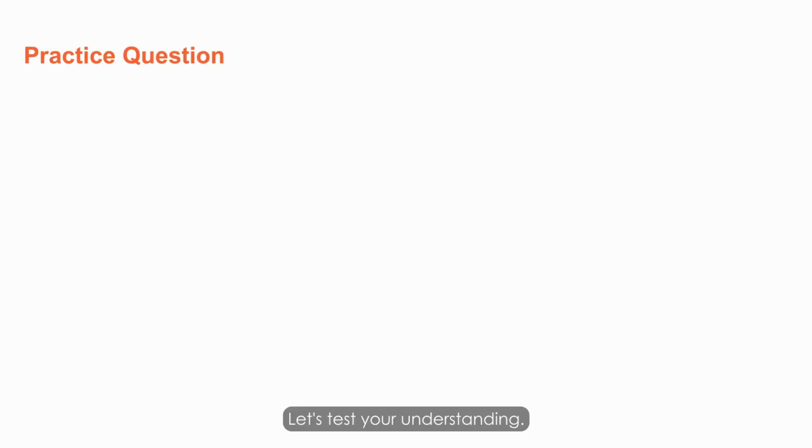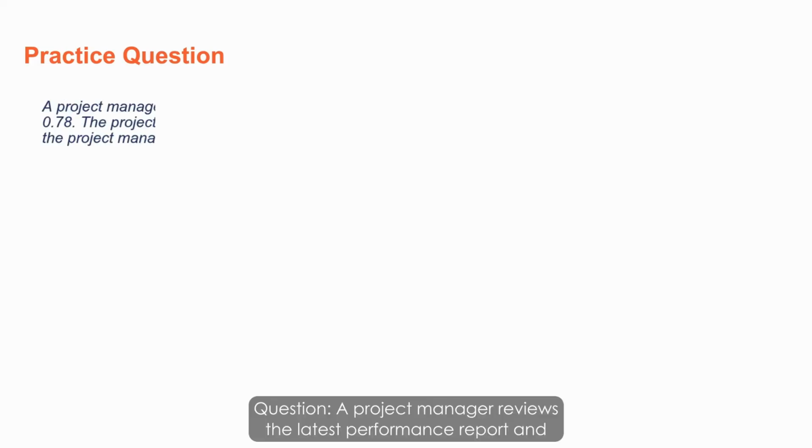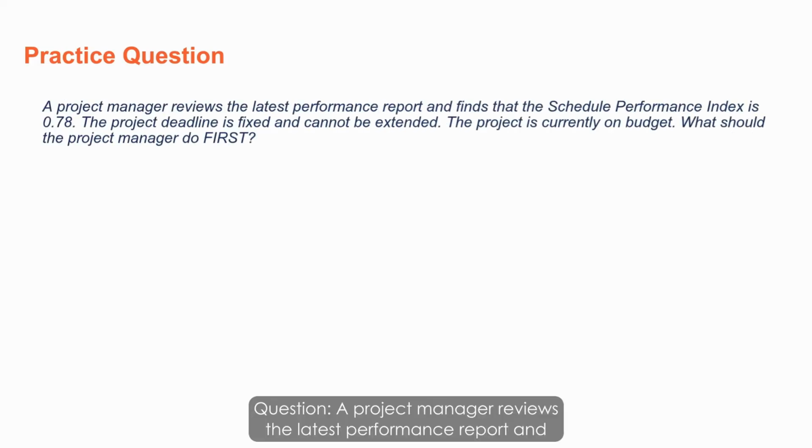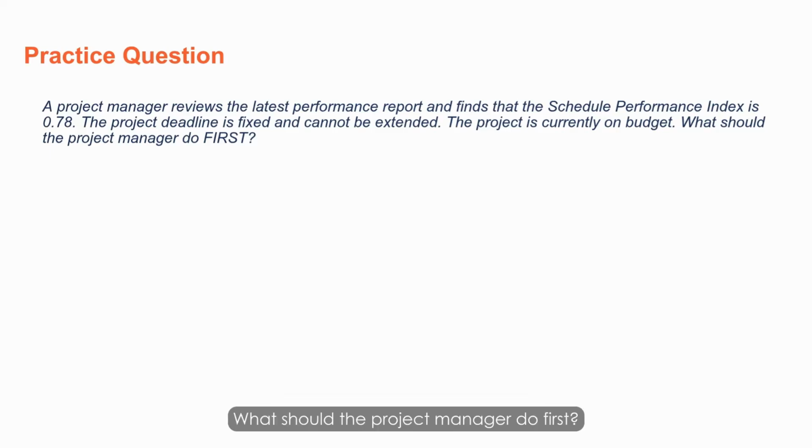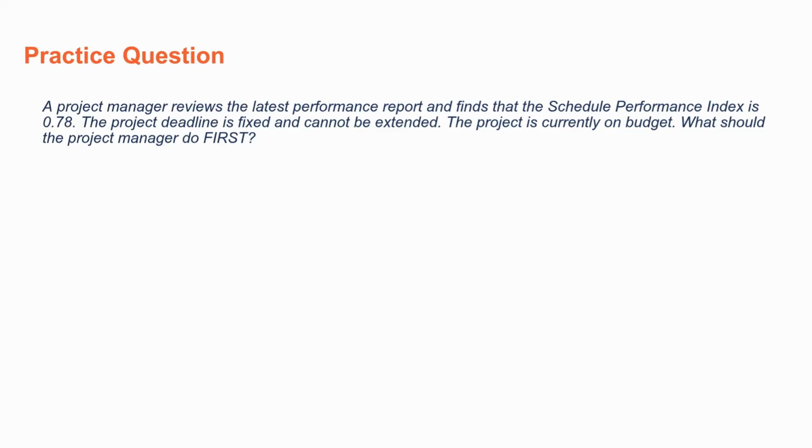Let's test your understanding. Question: a project manager reviews the latest performance report and finds that the schedule performance index is 0.78. The project deadline is fixed and cannot be extended. The project is currently on budget. What should the project manager do first?